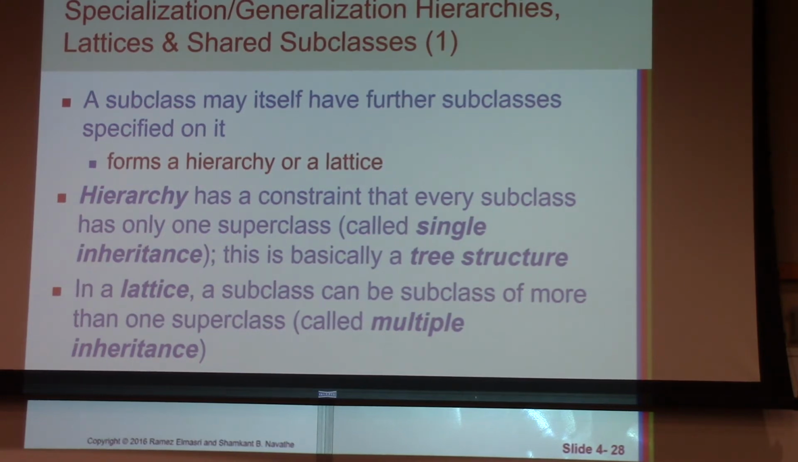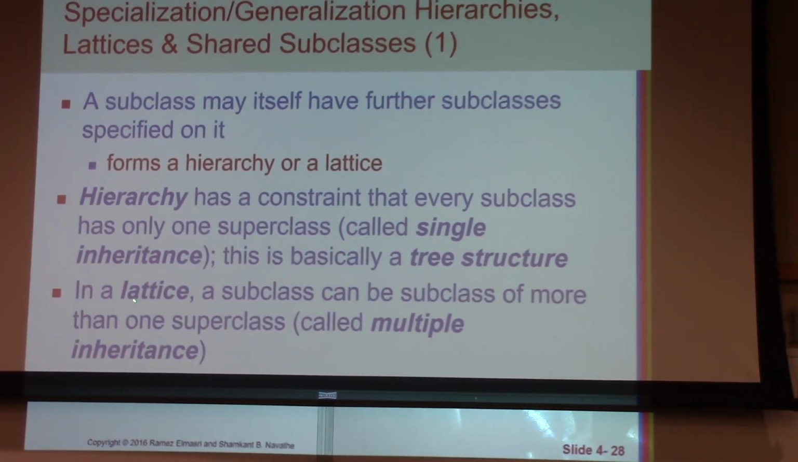One parent. I mean the father and mother, your mom and dad. So that is the family tree structure. That is a tree structure. However, if you allow multiple superclasses, one or more superclasses, it is called the lattice.